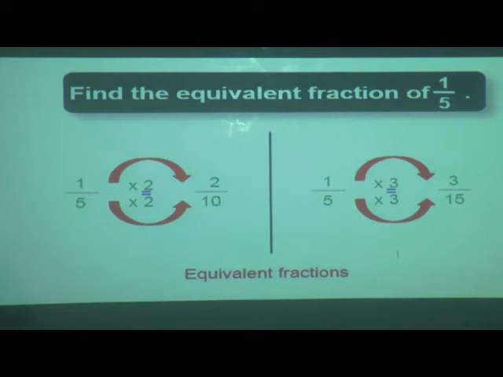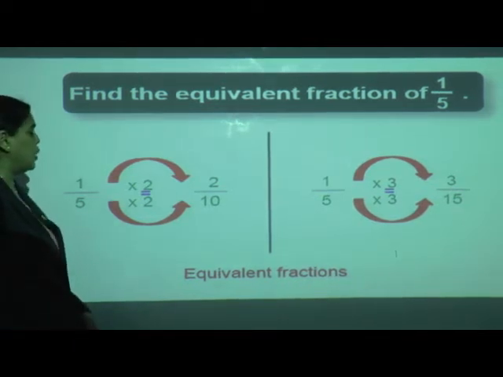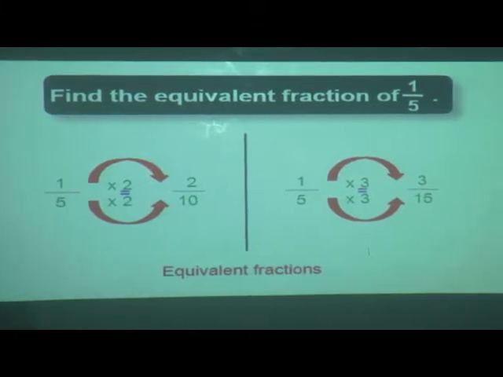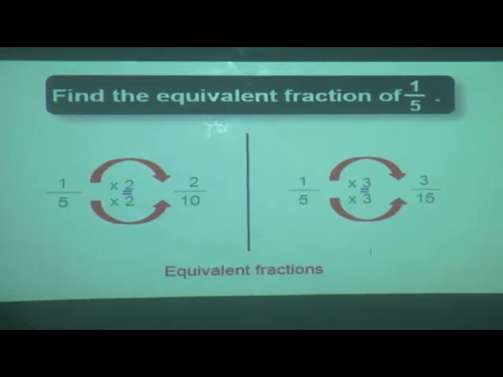Now we will find equivalent fractions of 1 upon 5. What is 1 upon 5? I told you in the previous class that we can go by 2 methods to find an equivalent fraction: one is the division method, and the other is the multiplication method. So we will find equivalent fractions of 1 upon 5. Here it is already given. I think you might be getting confused, so I will give a very simple trick on how to do it.